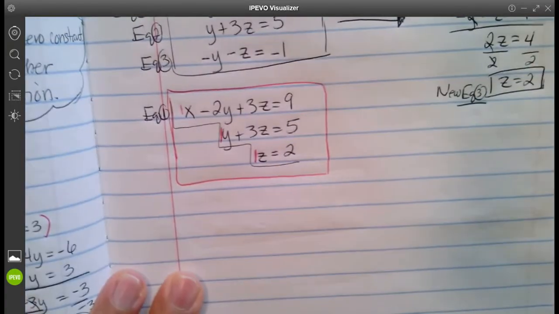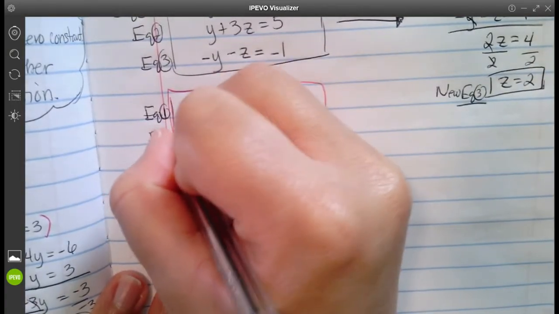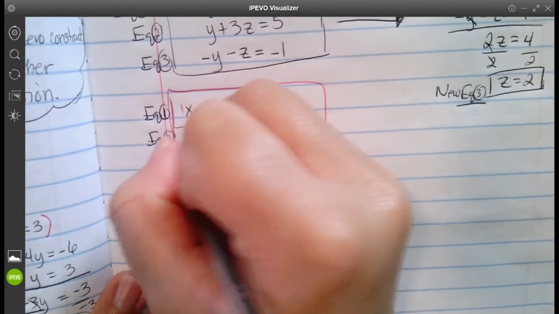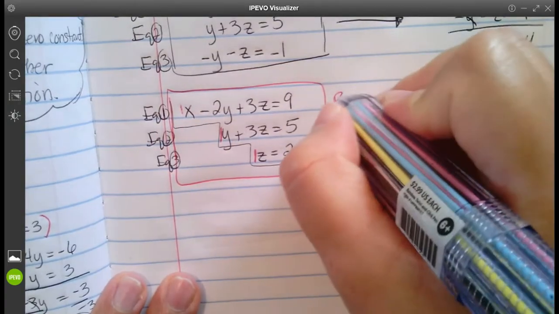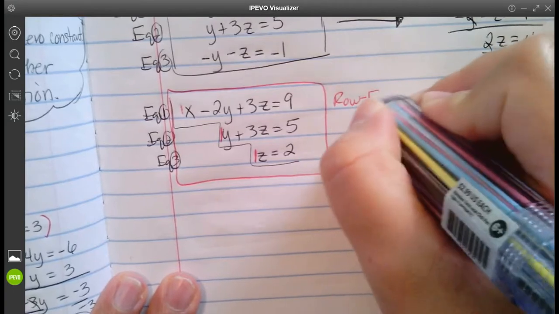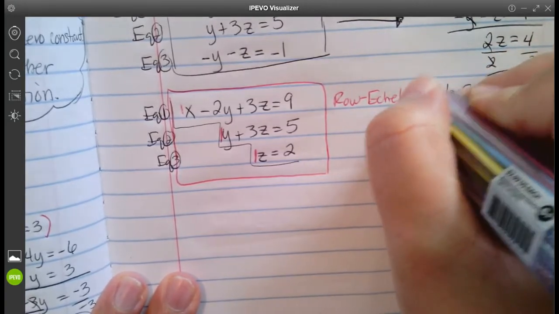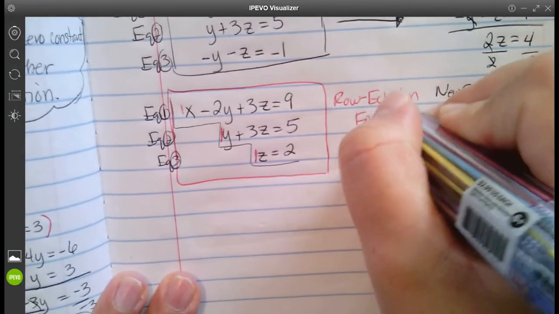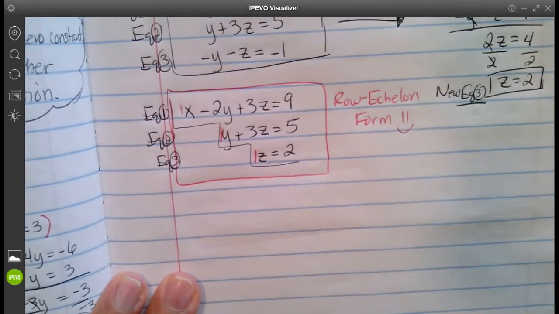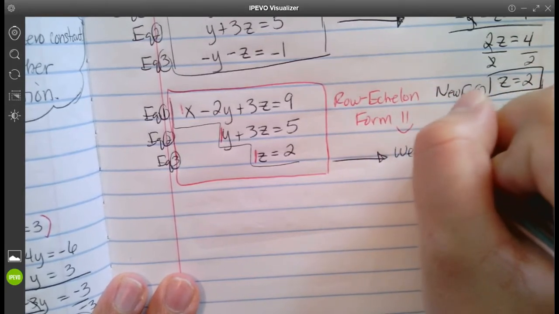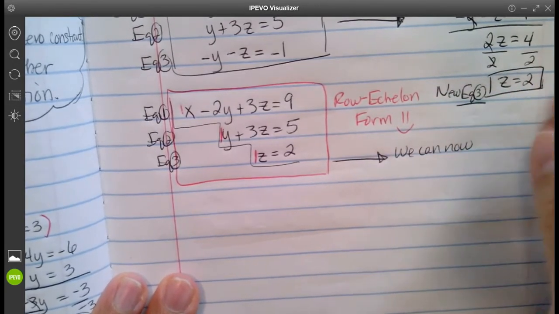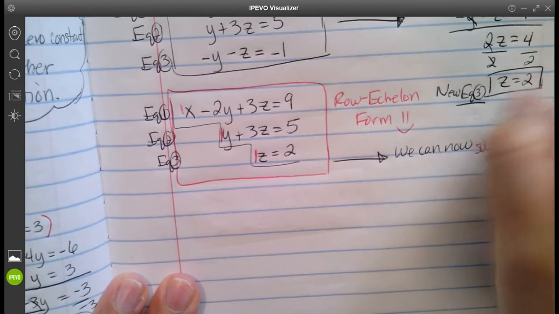Okay, so at this point, and I forgot to keep putting this, you can keep putting it if you want. I usually just write it when I'm doing my operations, but that's all right. So at this point, we are in row echelon form. Yay. Okay, so now we can solve.